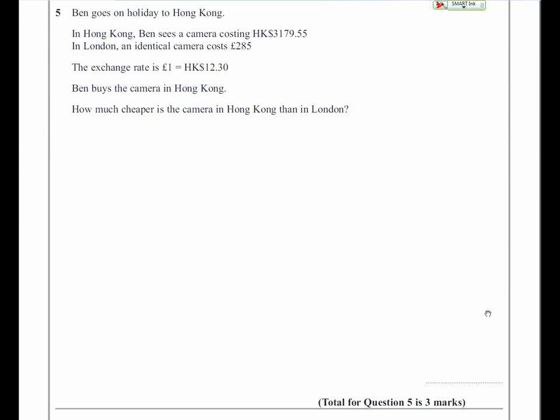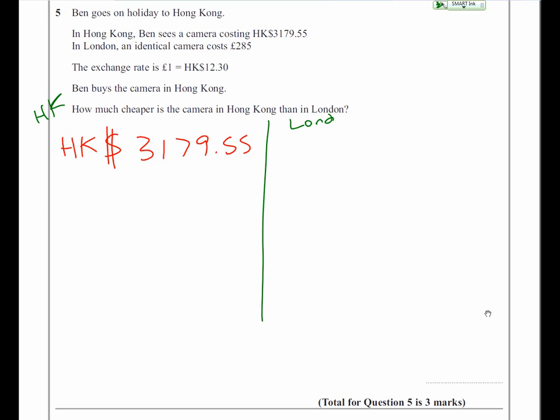Ben goes on holiday to Hong Kong. In Hong Kong, Ben sees a camera costing Hong Kong dollars 3,179.55. In London, we've got a comparison question here. So this is Hong Kong over here. This is London over here. In London, the camera costs 285 quid. And let me guess, he wants to know whether to buy it in Hong Kong or in London, which is a fair question for Ben to ask.